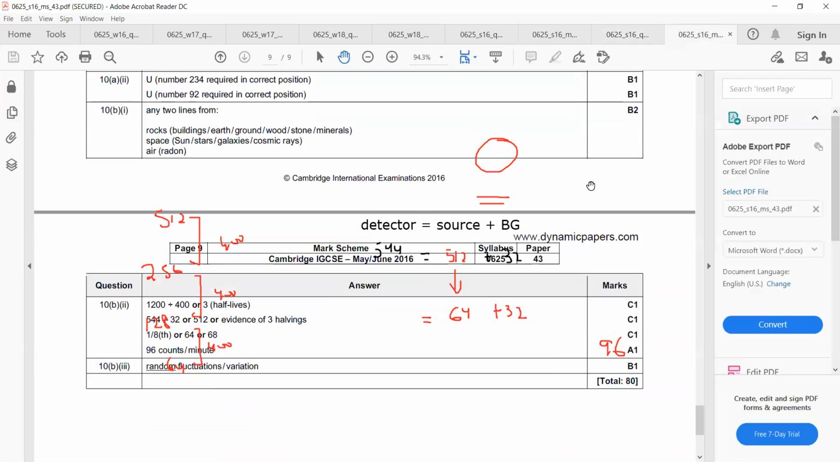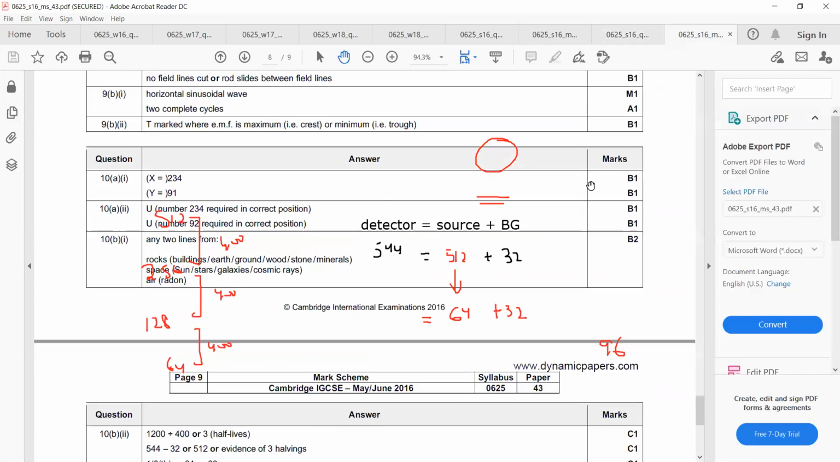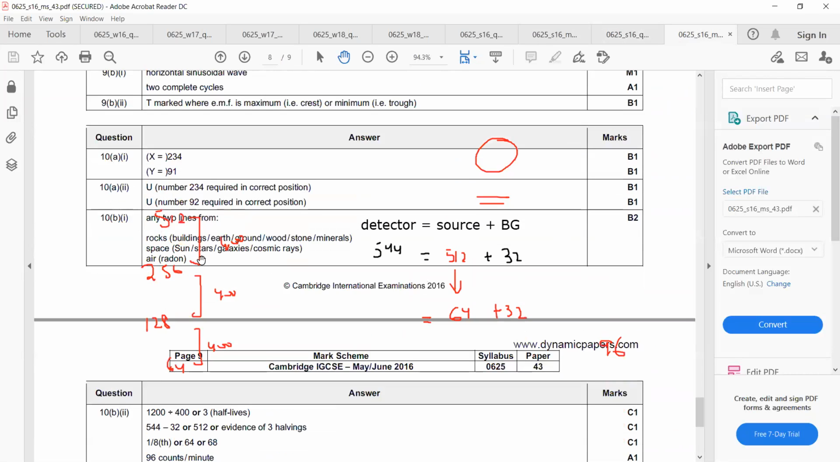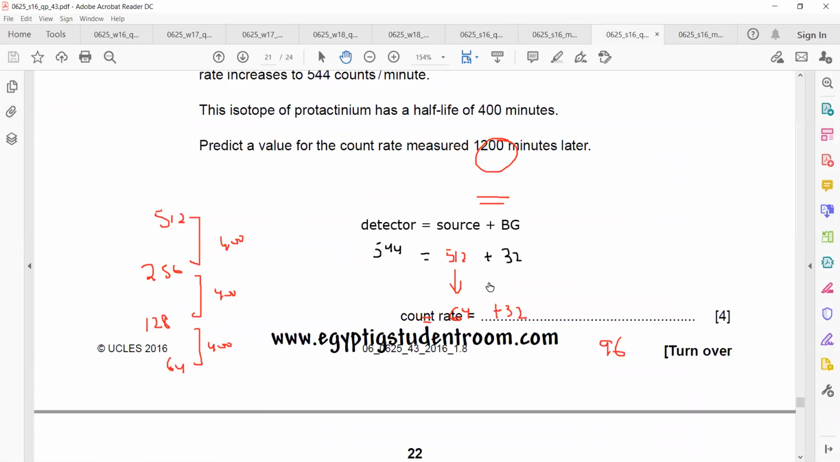This is the marking scheme. Uranium and the sources.